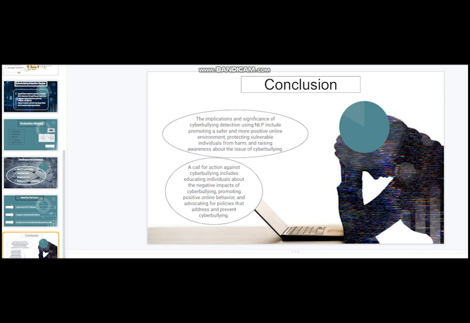This requires the involvement of individuals, families, communities, schools, governments, and social media platforms in creating a culture of kindness, respect, and empathy online. By taking action against cyberbullying, we can promote a healthier and more positive online environment for all.